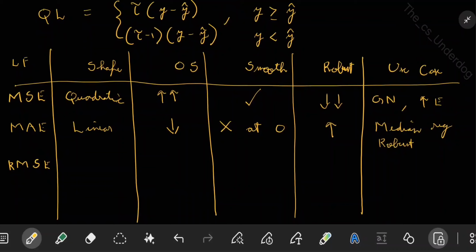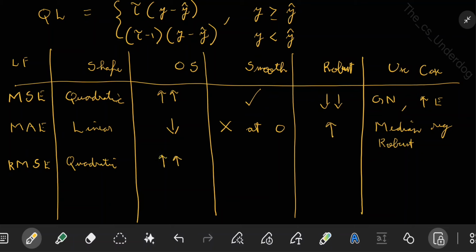What will be the shape of this model? Because you are having the squared term, shape will be quadratic only, right? It will be quadratic. What about outlier sensitivity? Outlier sensitivity is exactly the same as this because you have the same square term. So outlier sensitivity will be very high.